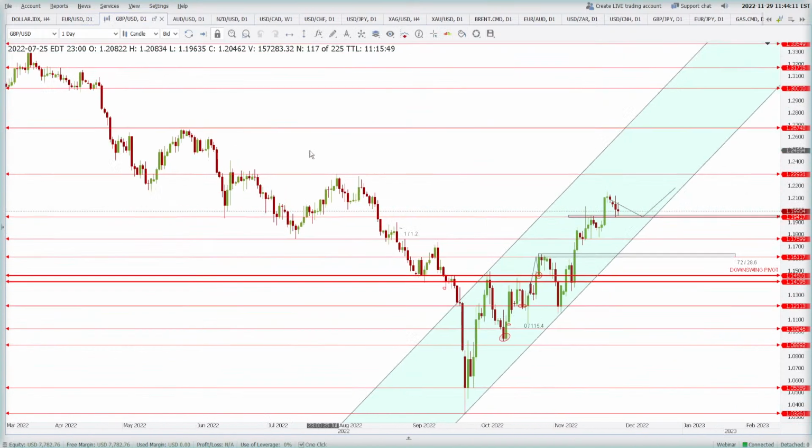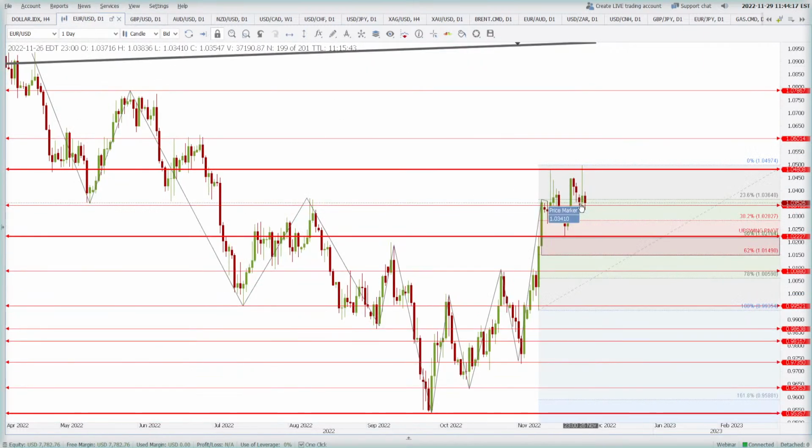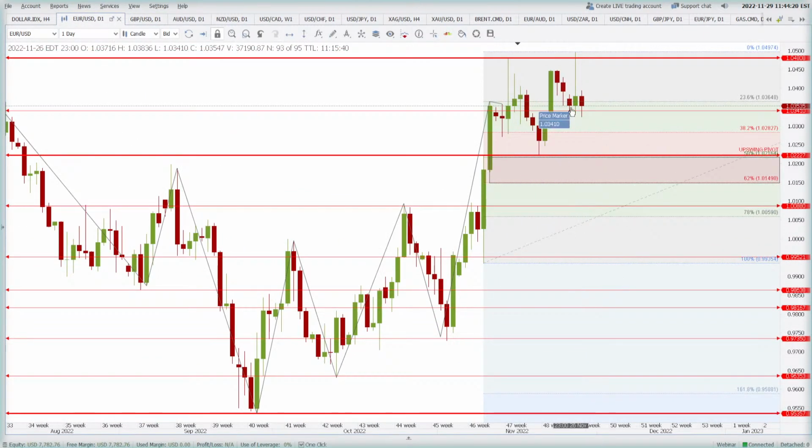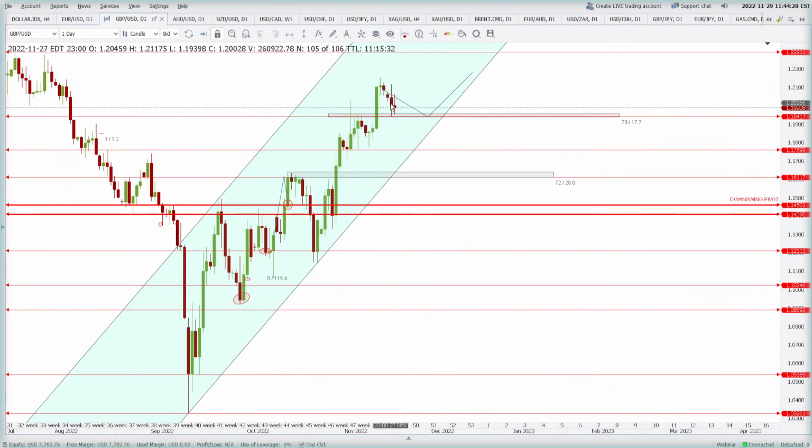Okay, Great Britain pound. Yesterday the euro was strong, but the pound was still weak. Now today you see, the euro was strong. It still managed to end the day in the green against the US dollar. That's why I said that the euro was positive, but the pound ended the day in the red.